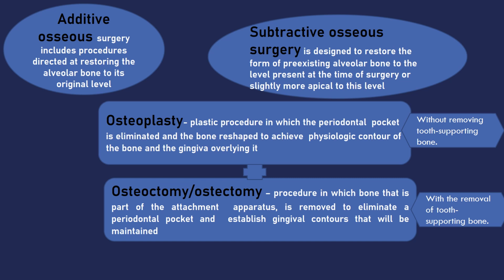Whereas ostectomy or osteotomy is the procedure in which bone that is part of the attachment apparatus will be removed to eliminate the periodontal pocket and will establish gingival contours that will be maintained. Okay, so by the removal of tooth supporting bone we are getting a favorable osseous contour.